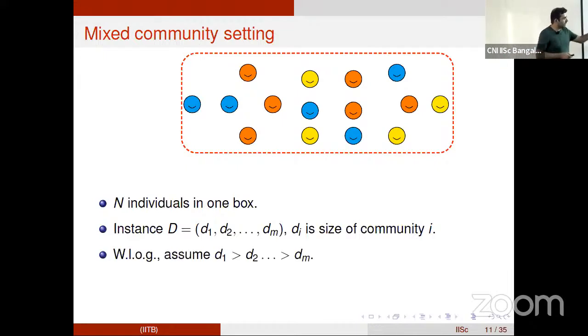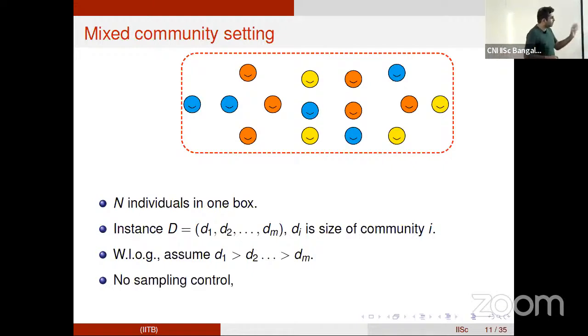And without loss of generality, we are going to assume that these are arranged in decreasing order. So in fact, community 1 is the largest community. It is not something that is of course known to us a priori, but we just assume that these communities are labeled in this way.